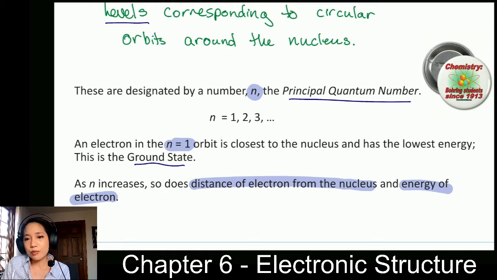And that also makes sense with our ladder analogy. As you go up rungs of a ladder, you're increasing your potential energy, at least, as you go up higher, and your distance is higher off the ground. So as n increases, distance and energy of that electron increases.